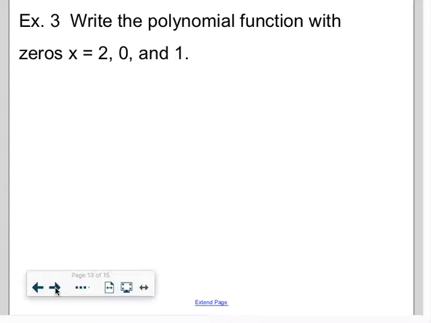It says, write the polynomial function with zeros, x is 2, x is 0, and x is 1. Okay, so write this down. So, this is 0. What was the factor before we got our answer? Does anybody remember? What would it be? Like, what was the line above? I gave you the answers, now I want us to work backwards to get the equation.